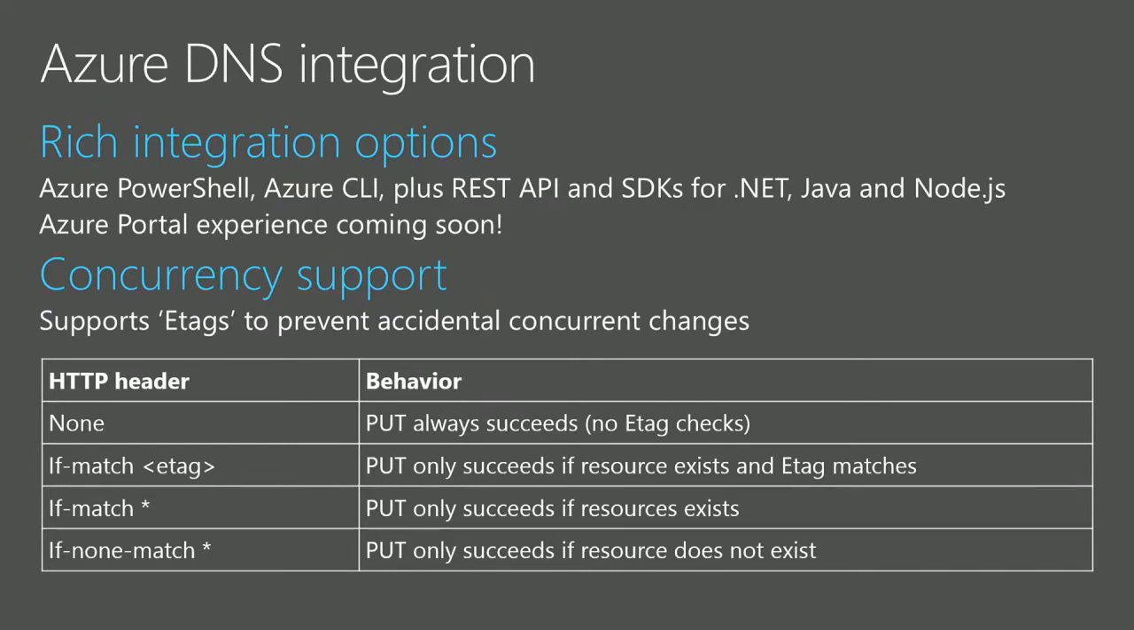So fast provisioning of DNS is very important, and also these concurrency things, where if you have a system that is making DNS changes, you want to make sure that those changes don't collide with each other. We support eTags for managing the concurrency, and we support very fast propagation. And hopefully, I'll show both of those in the demo.